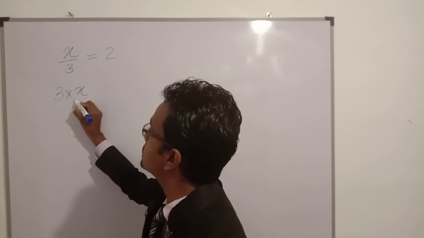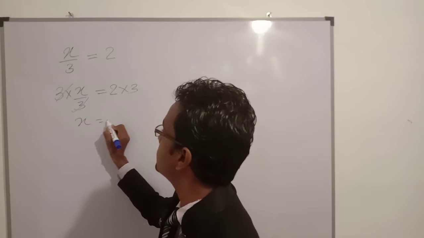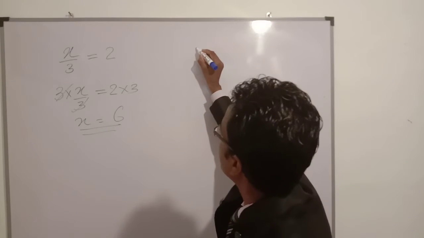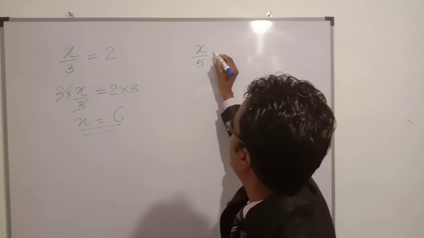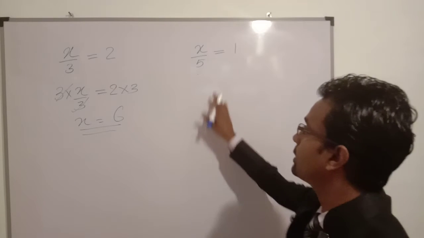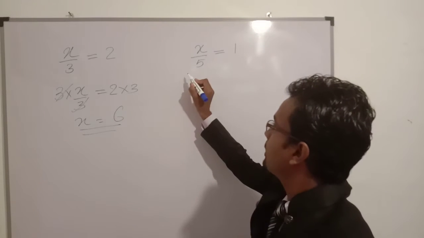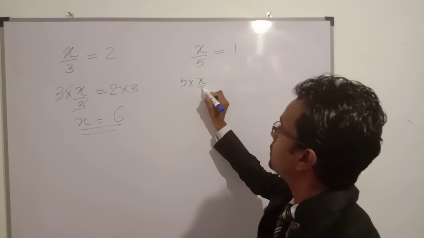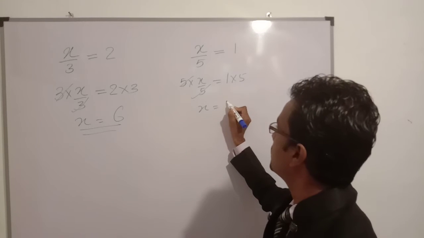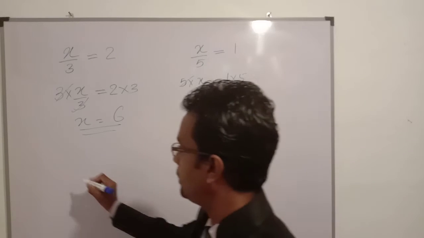3 multiplied by x over 3 equals 2 multiplied by 3. The 3s cancel out, x is equal to 6. This is the way of solving an equation with a fraction. Here is another one: x over 5 equals 1. Now we want to cancel the fraction. The denominator is 5. To cancel the denominator, multiply both sides by that number 5. 5 multiplied by x over 5 equals 1 multiplied by 5. The 5s cancel out. x is equal to 5.